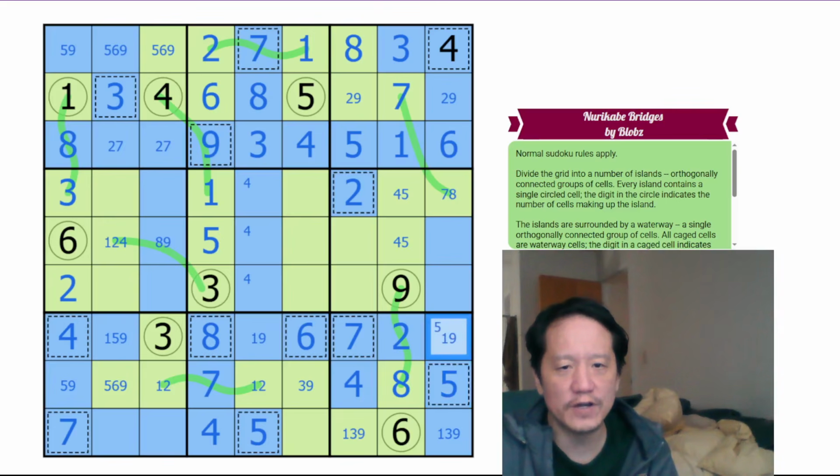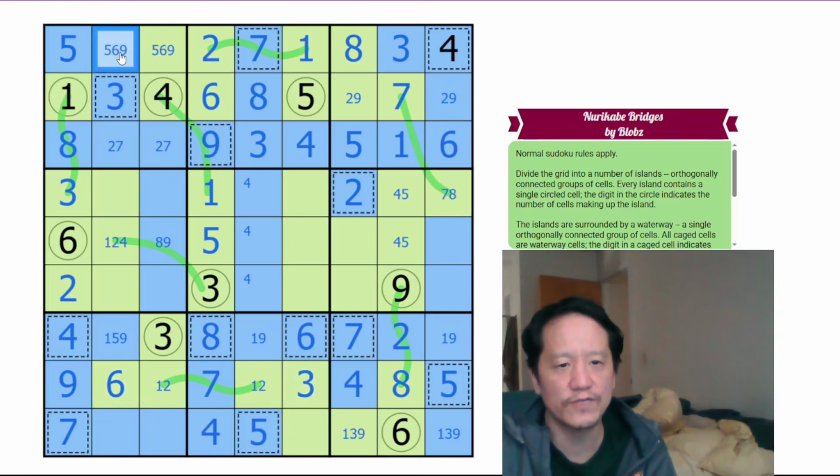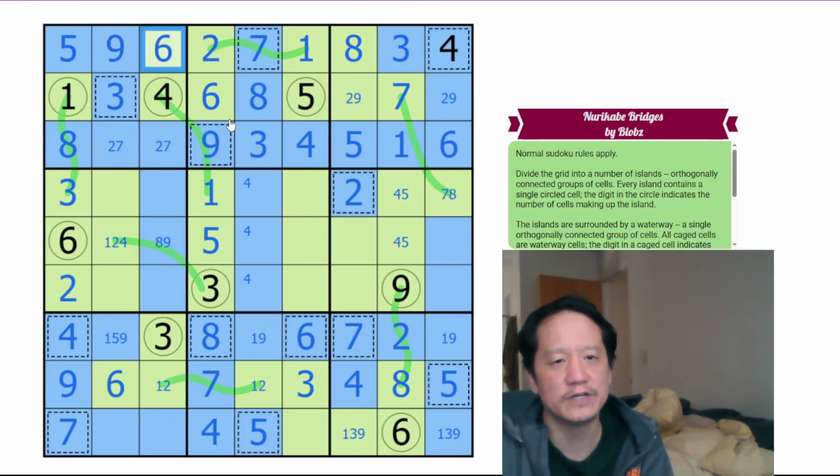Which eliminates 5 in the rest of the row. So this can't be 5, it's 9. This can't be 5 or 9, it's 6. This can't be 9, so it's 3. 9 eliminates 9 here, so it's 5. This can't be 5 or 6. It's 9, and this can't be 5 or 9. It's 6.